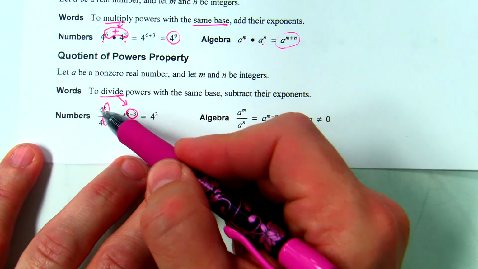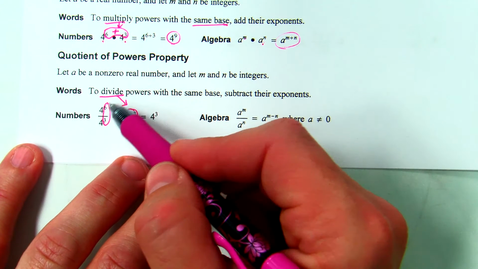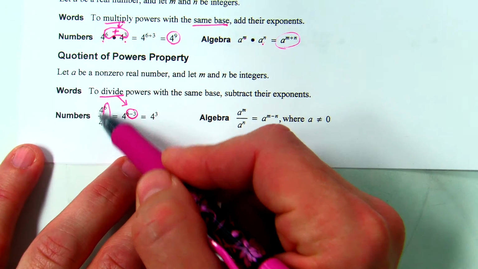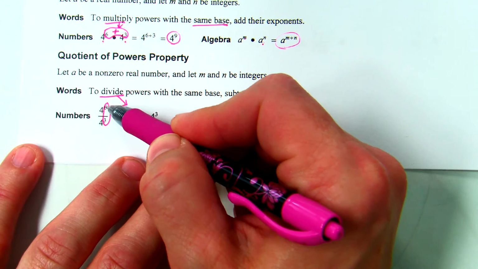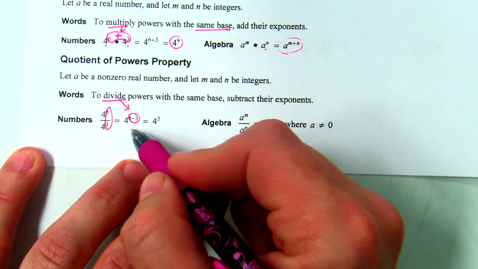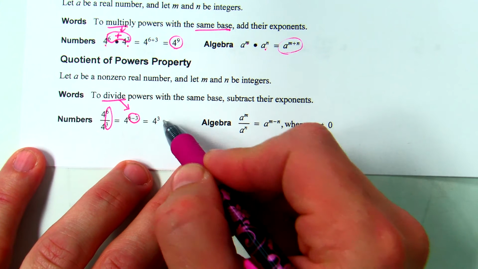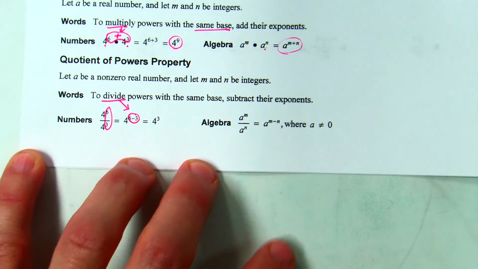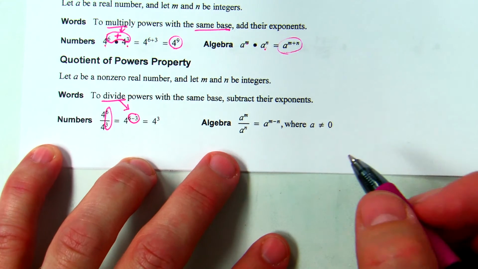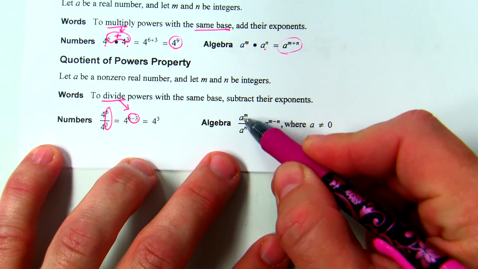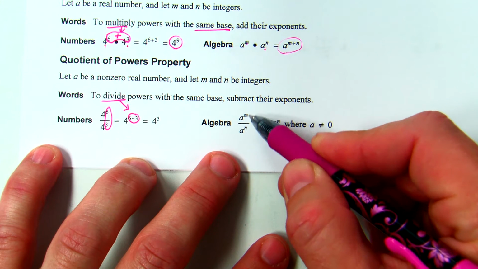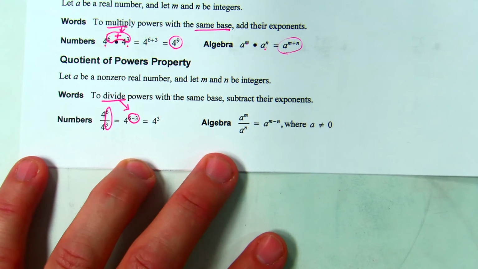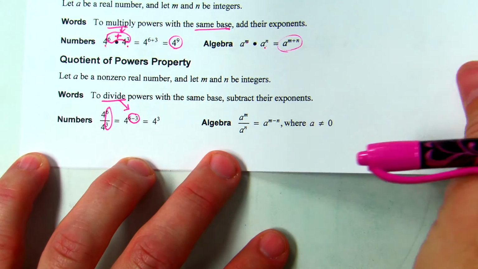Again, it has to be the same base. This doesn't work if this number's 4 and that number's 5 or 3 or 6. It has to be the same number. But as long as they are the same number, we can just simply take 6, subtract 3, and 4 to the 6 minus 3 is the same thing as 4 to the third power, and then we can solve for that if we need to using the calculator or multiplying that out. Again, a has to be the same, and then whatever numbers we have here, we can just subtract them, and that will help us get to a more simplified version of that power. Okay, flip the page.